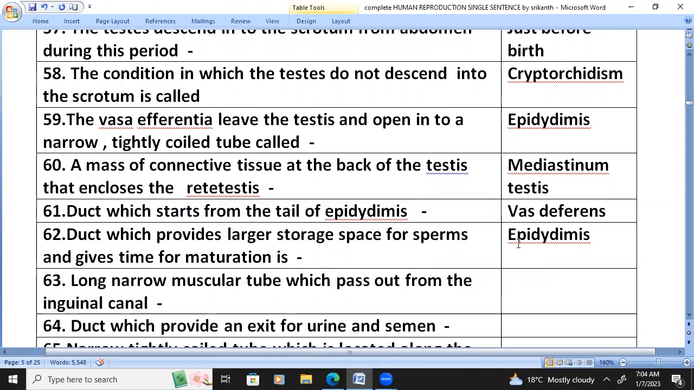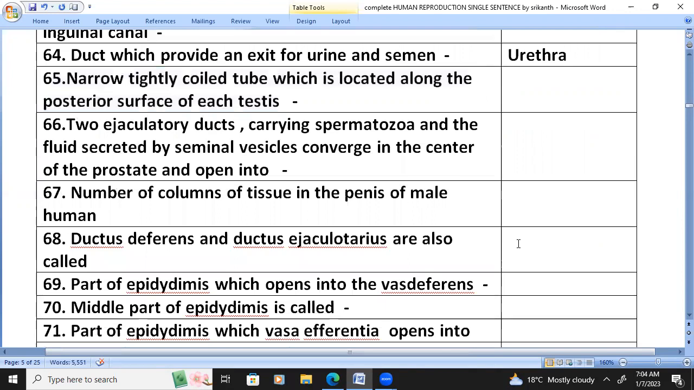Long narrow muscular tube which passes out from the inguinal canal is vas deferens. Duct which provides an exit for urine and semen is urethra. Narrow, tightly coiled tube located along the posterior surface of each testis is epididymis. Two ejaculatory ducts carrying spermatozoa and the fluid secreted by seminal vesicle converge in the center of the prostate and open into the urethra.